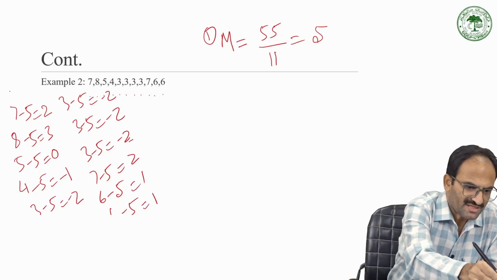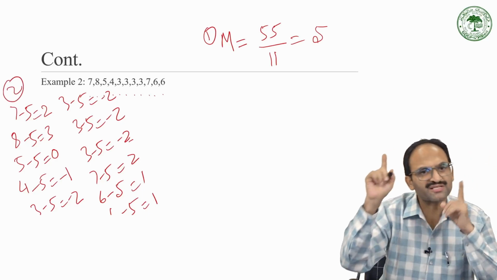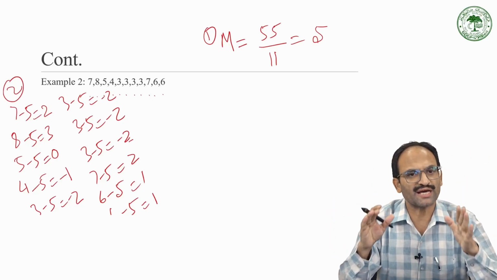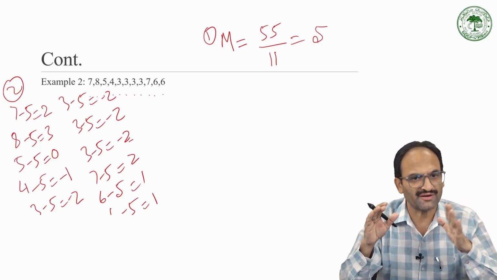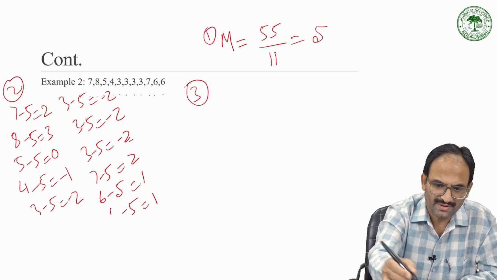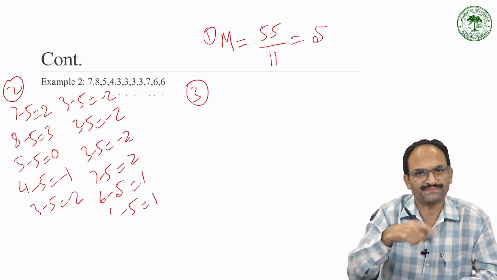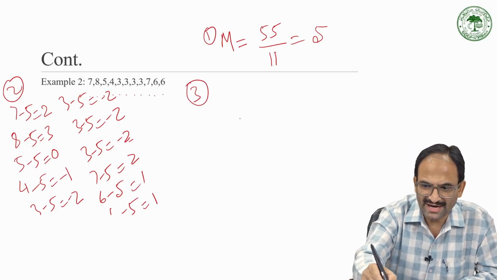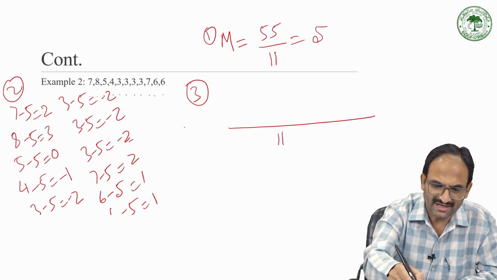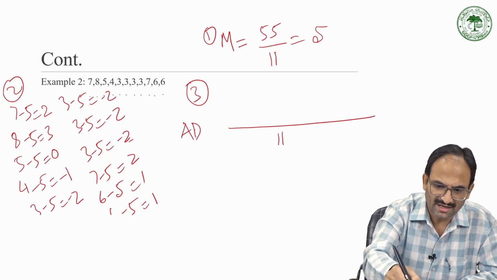So this was the second step. So the first step is to calculate the mean. Second step is to calculate the deviation of every data from the mean. Third step, find the sum and divide it by the total number, and that will be your AD or MD.